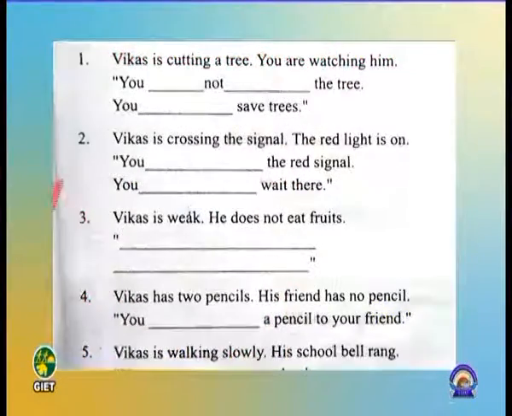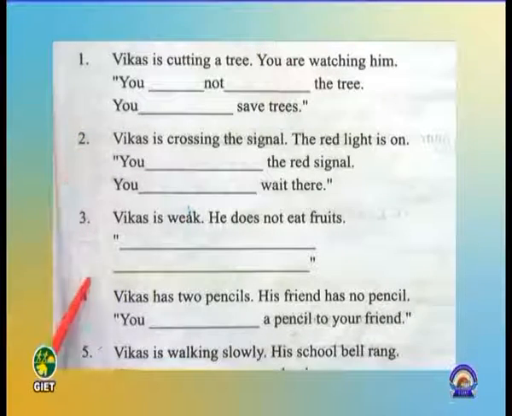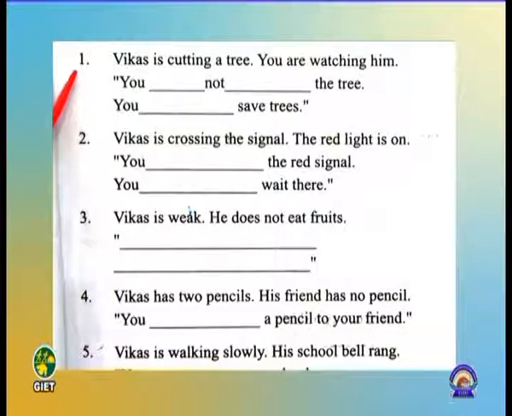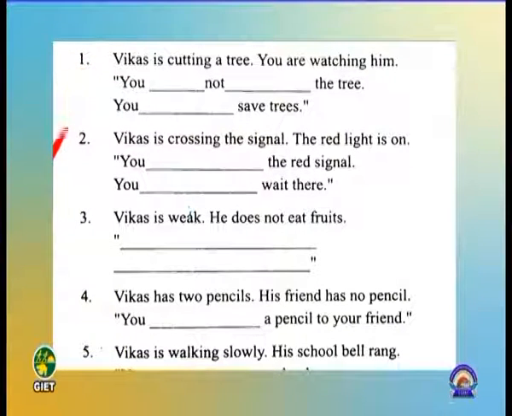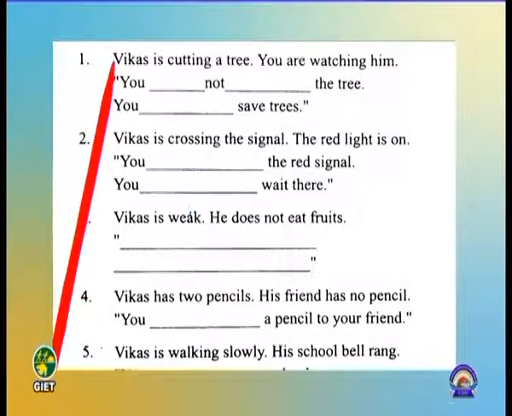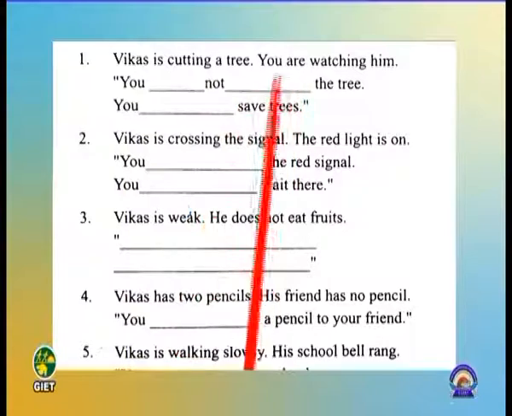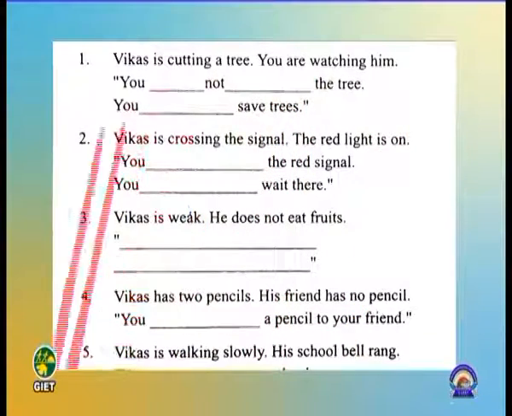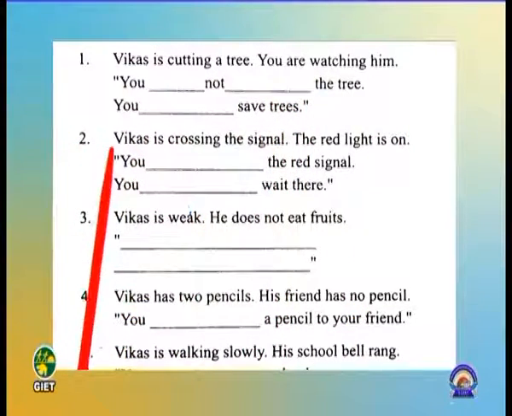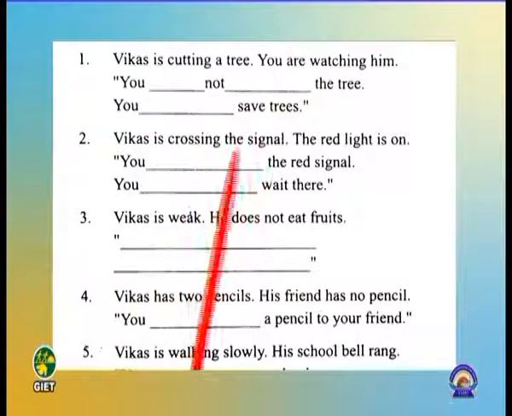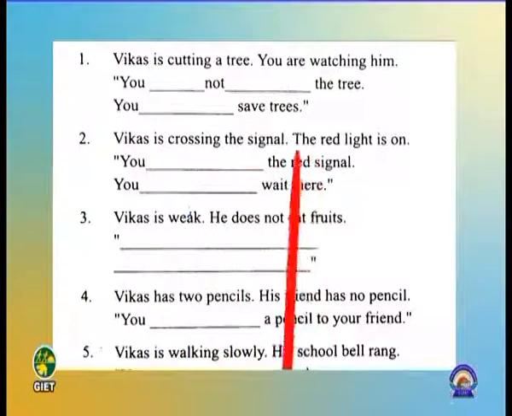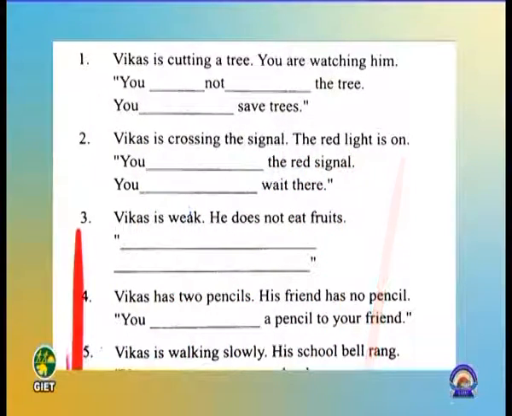Now students, we have Vikas in 5 different situations. Let us try to understand these situations. I will read these 5 situations for you. Listen and pay attention. What does the first situation say? Vikas is cutting a tree. You are watching him. What is the second situation? Vikas is crossing the signal. The red light is on. What is the third situation?